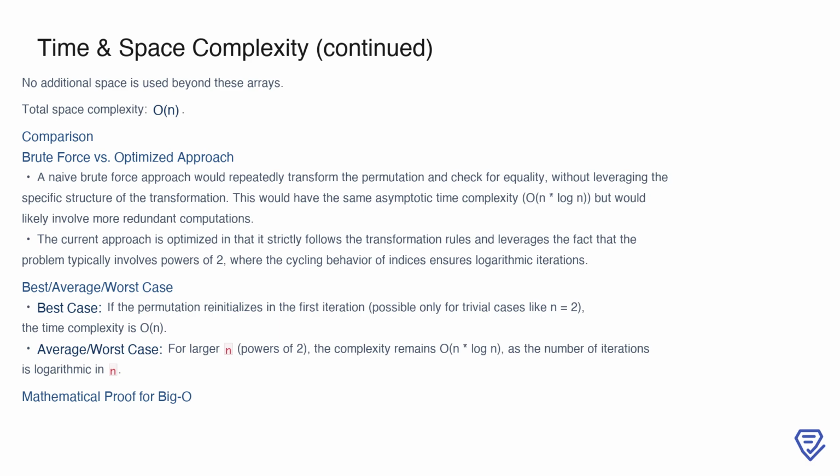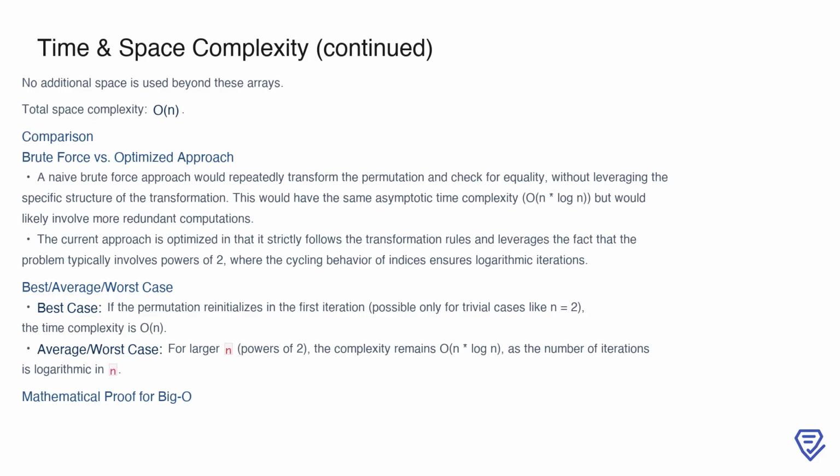Comparing this approach with a brute force method, we notice some key differences. A naive solution would repeatedly transform the permutation and perform checks without accounting for the predictable structure of the transformation. While the asymptotic time complexity of such a method would also be O(n * log n), it would likely involve more redundant computations, making it less efficient in practice. The optimized approach we are using directly leverages the cyclical behavior seen in cases where n is a power of 2, minimizing unnecessary operations.